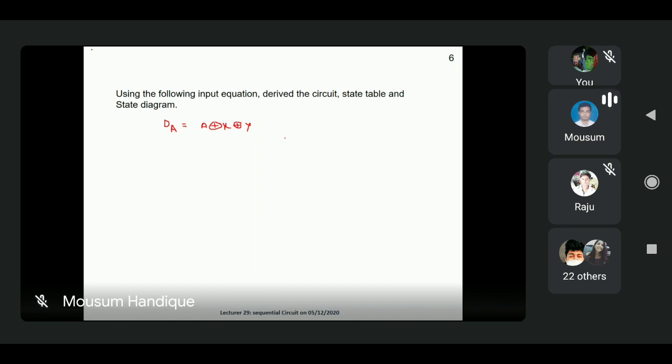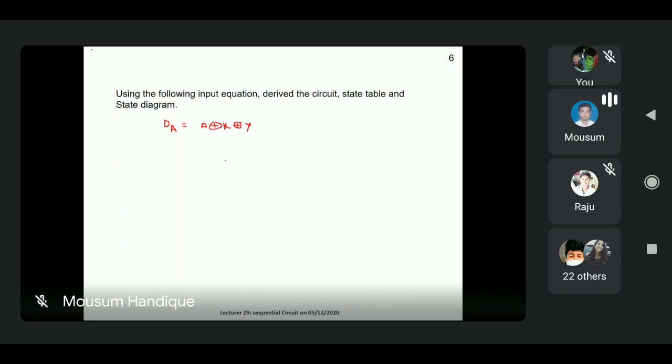So here DA, A is the subscript. A means whatever output is generated from the D flip-flop, that is denoted as capital letter A. So DA equals A XOR X XOR Y. This equation is already given. Here D symbol implies the D flip-flop with output A. That means the output of the D flip-flop is A, so we write it as DA, D subscript A. And X and Y are the inputs to the circuit. So we are providing two inputs, X and Y, to the circuit.